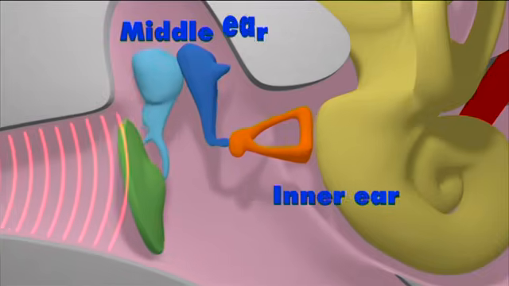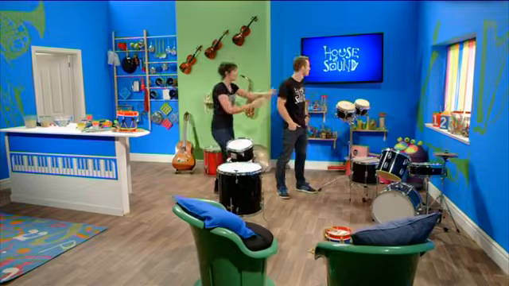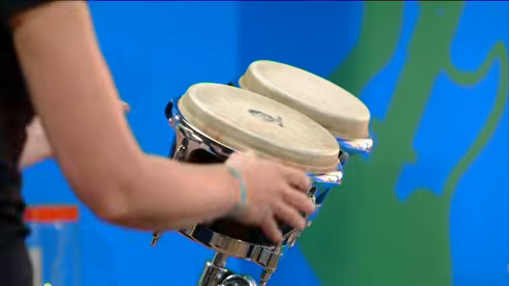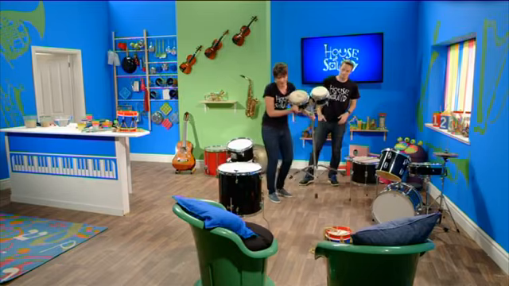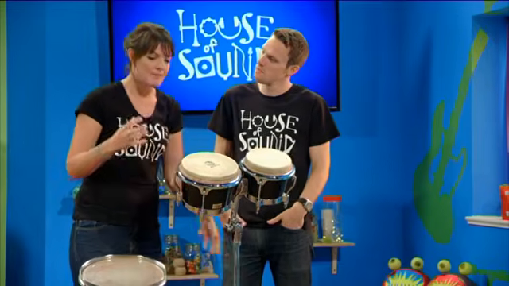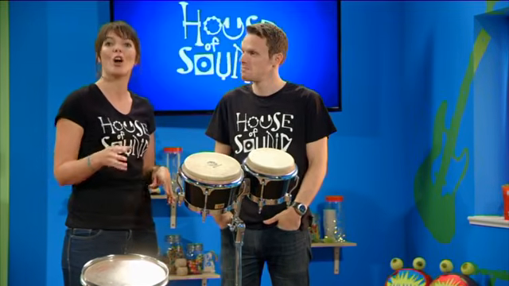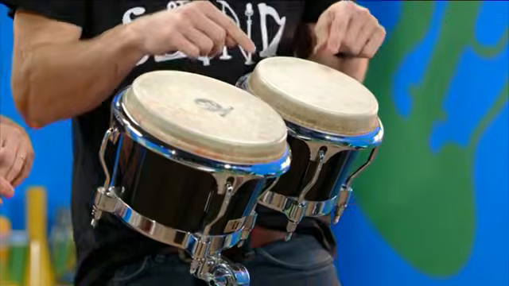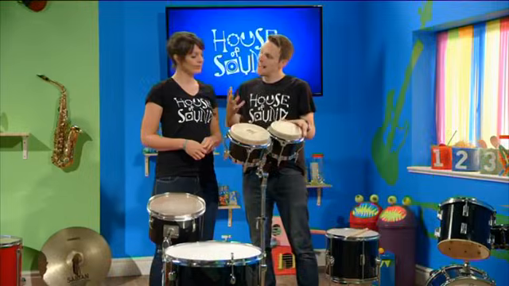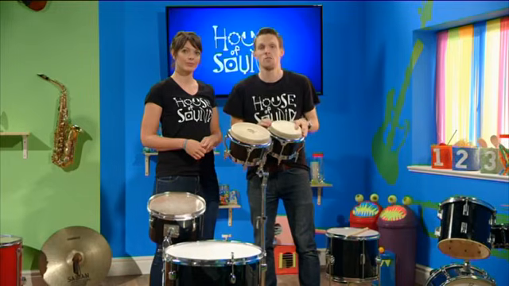The middle ear and the inner ear convert those vibrations into signals that our brains interpret as sounds. Now, big drums have a lot of air inside them, and when a drum has a lot of air to vibrate, it makes a low sound. It has what we call a low pitch. But this little drum has less air inside it, and when you have less air to vibrate, you get a sound with a high pitch.